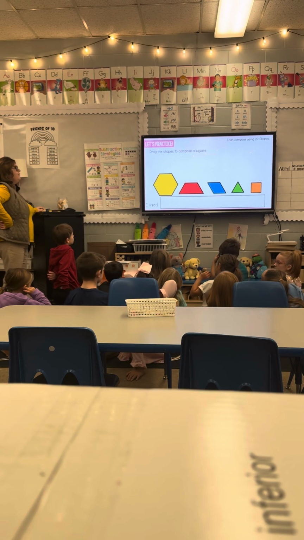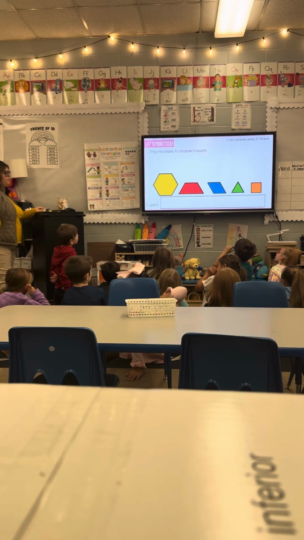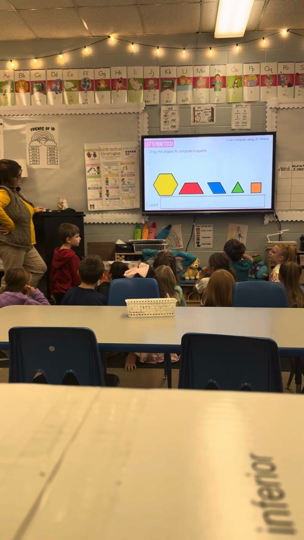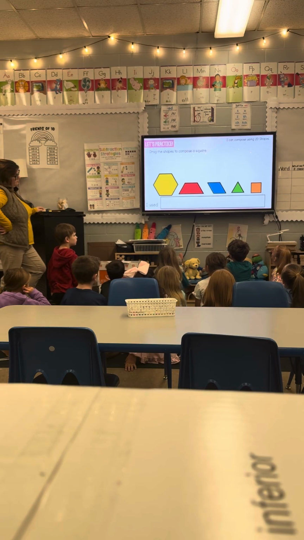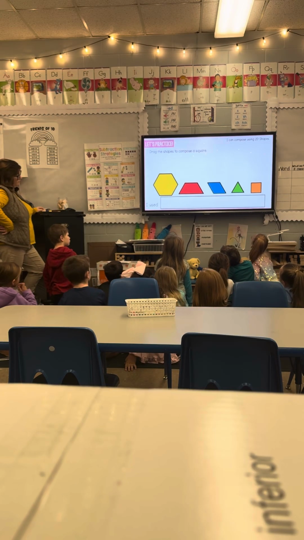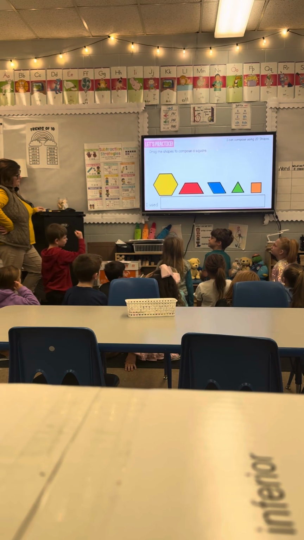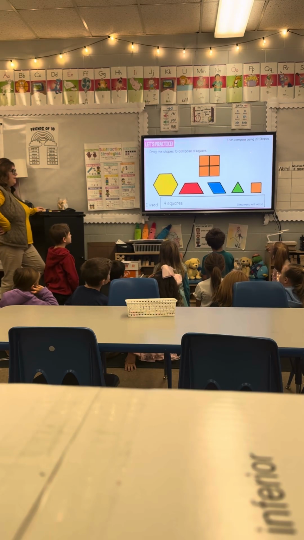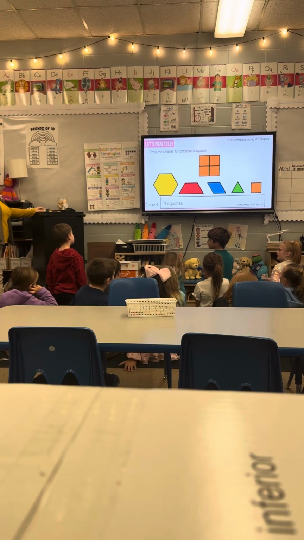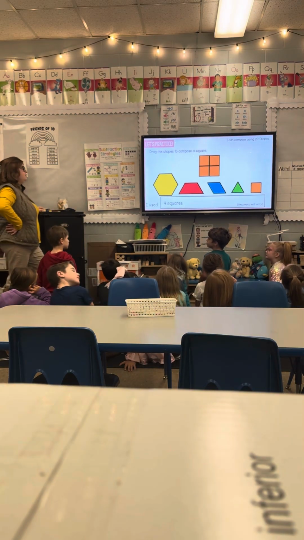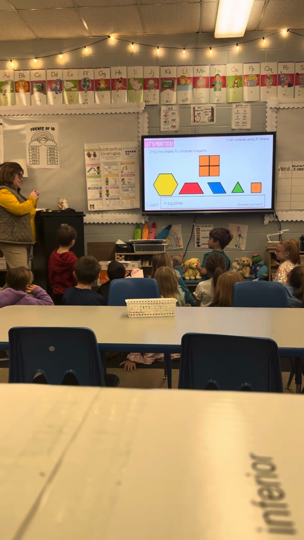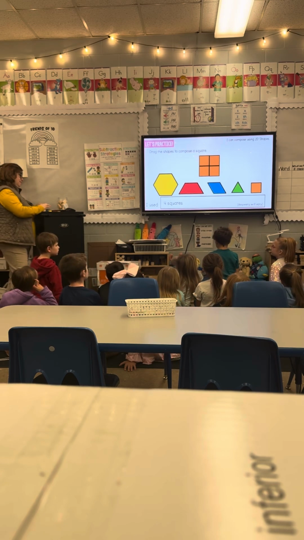Okay, so can we drag a shape to compose a square? Yes, 1 square. 2 rhombuses. They used 4 squares to make 1 bigger square. 2 triangles. Well, I don't think, if we put 2 triangles together, you think that'd form a square? No. It would make a rhombus.